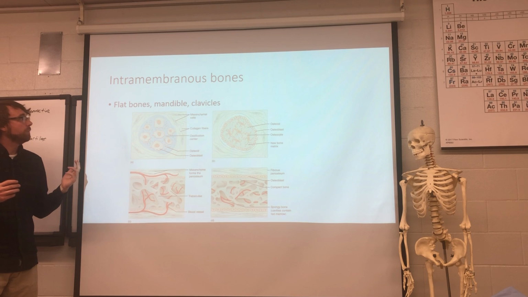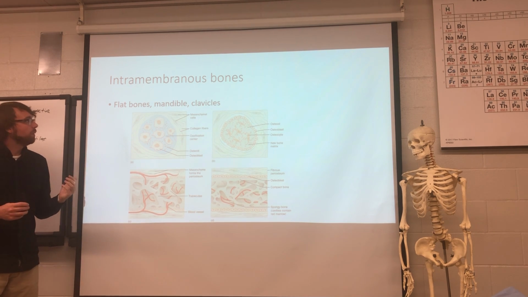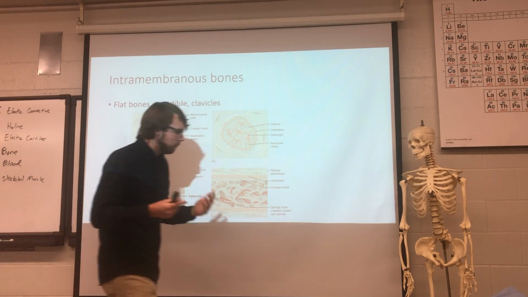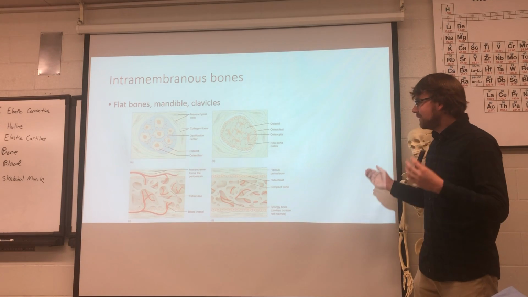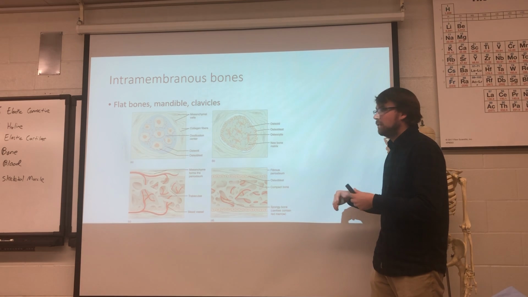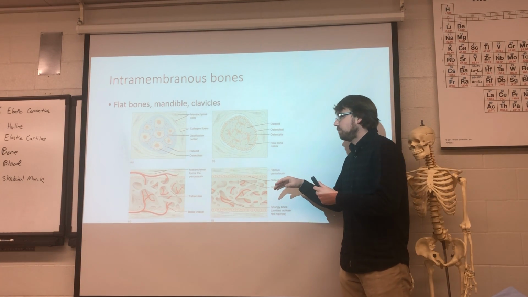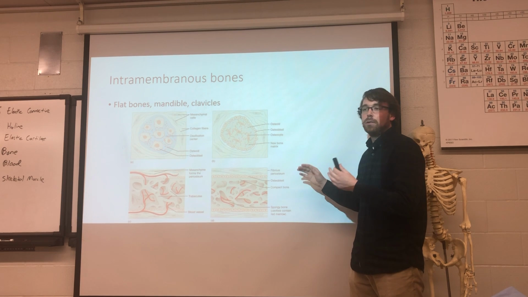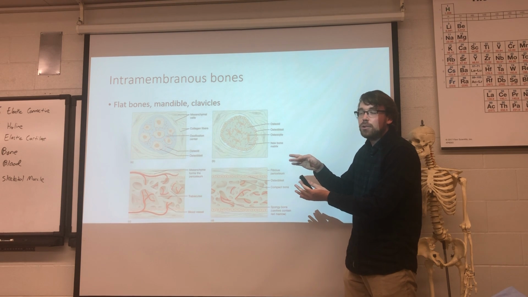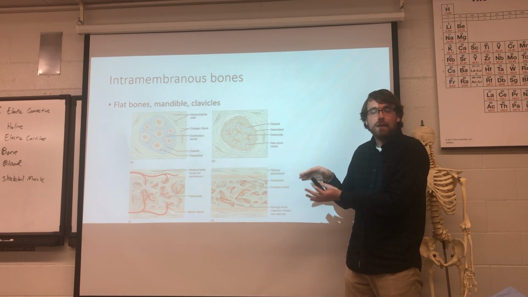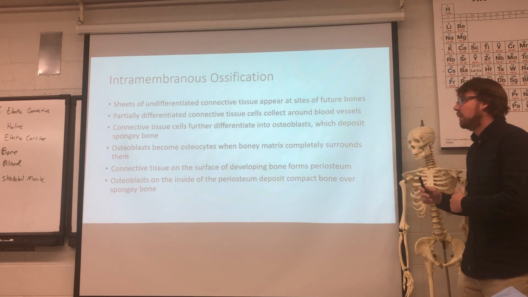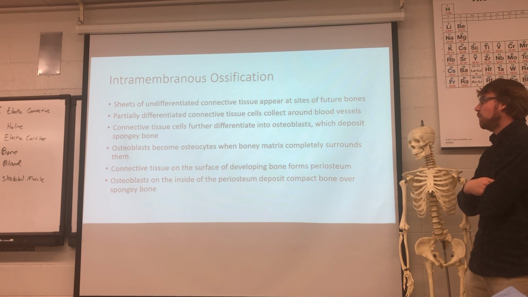So we're going to start with the intramembranous bones. As I said, that's going to be the flat bones, the mandible, the clavicle, and I believe the sternum, which is a flat bone. So what happens here is there are going to be connective tissue cells early in development that arrange. They're going to begin to produce calcium phosphate. They're going to then make spongy bone. On the outside of that spongy bone, they're then going to produce a layer of compact bone, and that's pretty much the process.